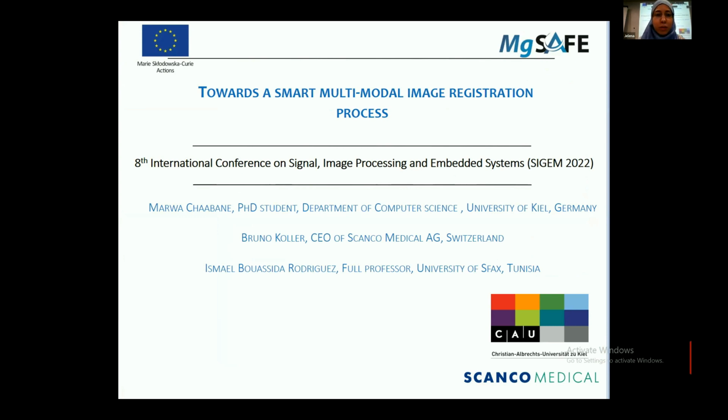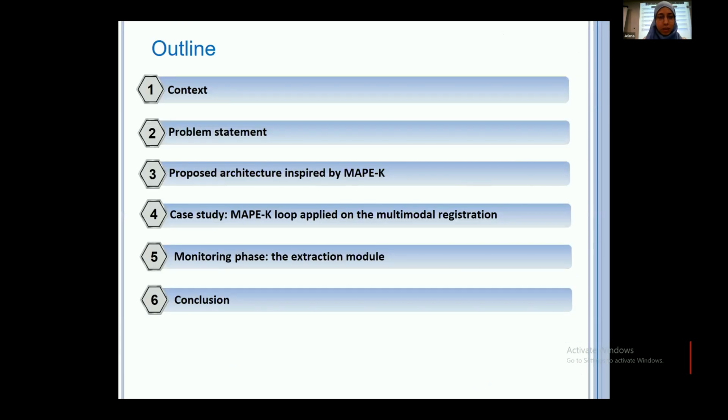Okay, so I will present my paper entitled Towards a Smart Multimodal Image Registration Process. This presentation will be divided as follows. First, I will start by introducing the context and the objective of our work and the problem statement. Then I will detail the architecture that we propose, and specifically the monitoring phase of this architecture.